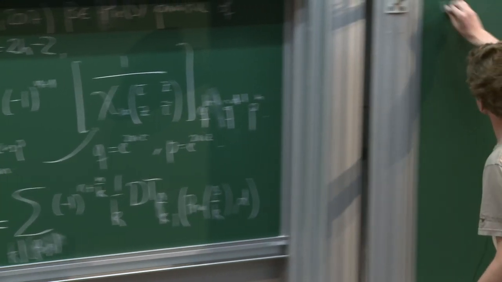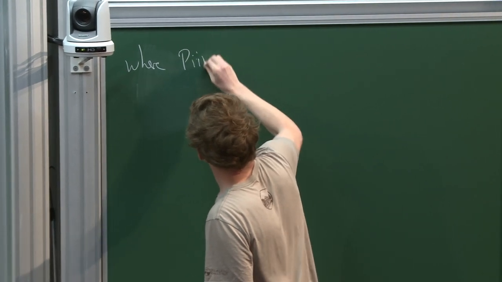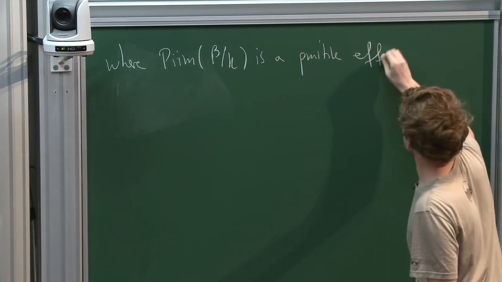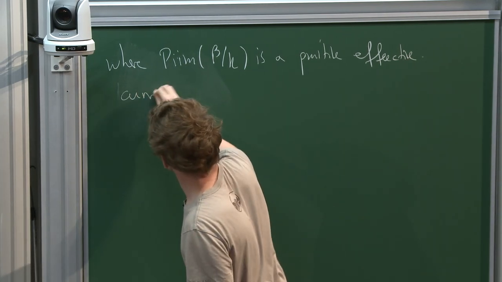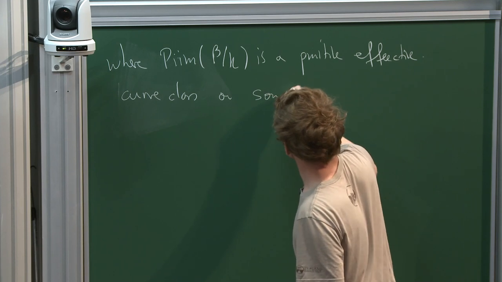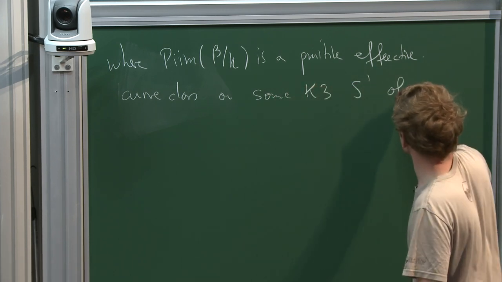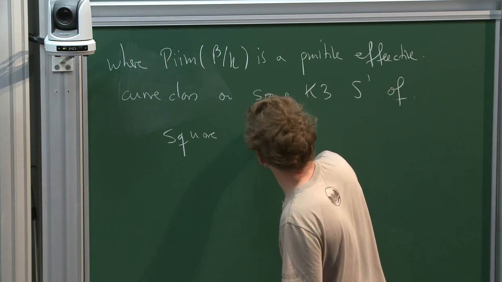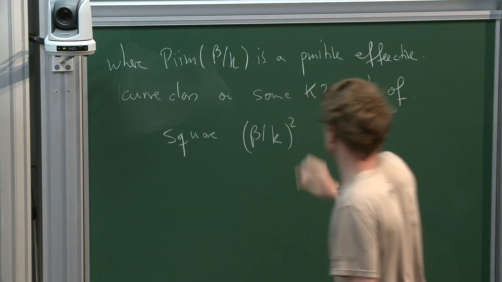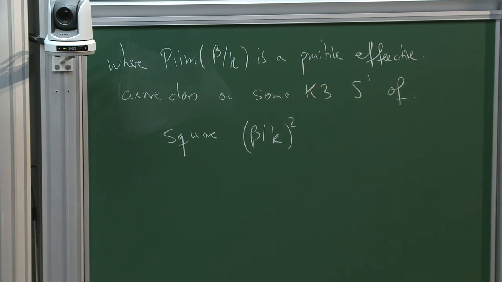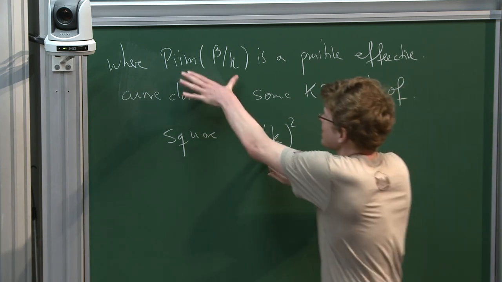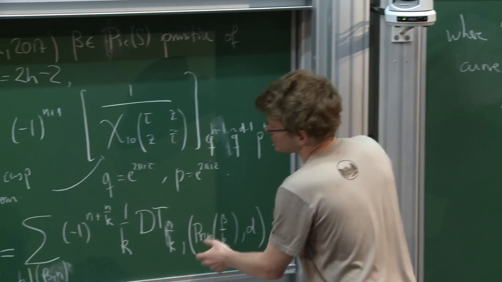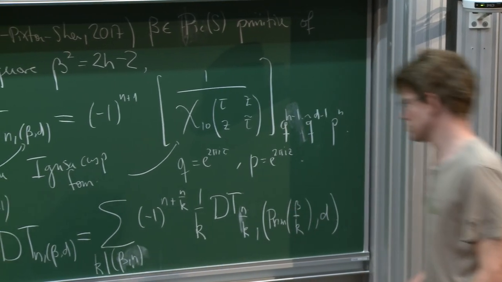So where prim of beta over k is a primitive effective curve class on some K3 surface S prime of the same square, given by this square equal to the square of this class beta over k. Okay. So you just take your beta over k, you assume it's a primitive class of the same square on some other K3 surface. You calculate, take the corresponding DT invariant determined by maybe part A, and then just plug it in.